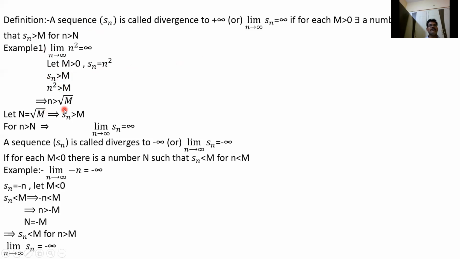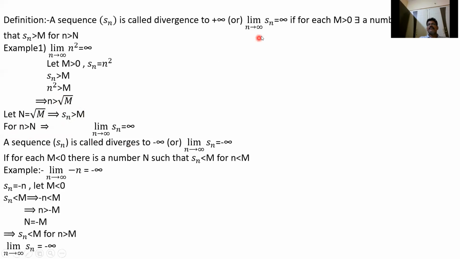n greater than root M. So if you take capital N equal to root M, then finally Sn is greater than M if n is greater than root M. So let N equal root M, then Sn is greater than M for n greater than N. Therefore the limit of Sn equals infinity.